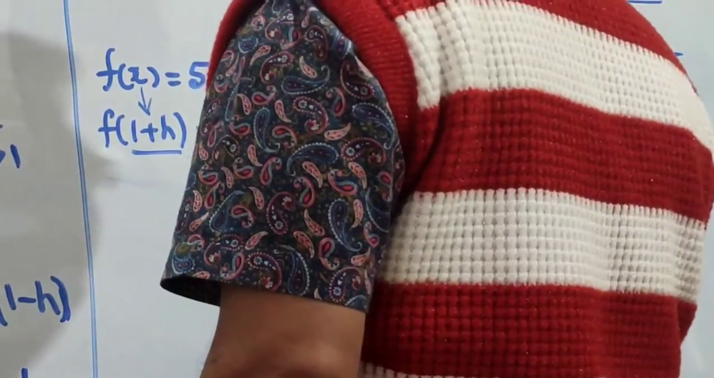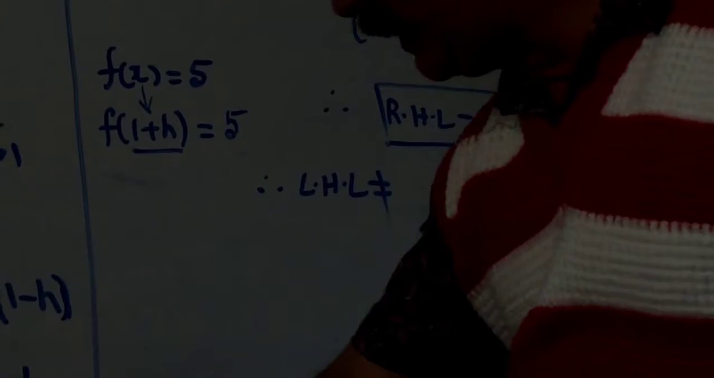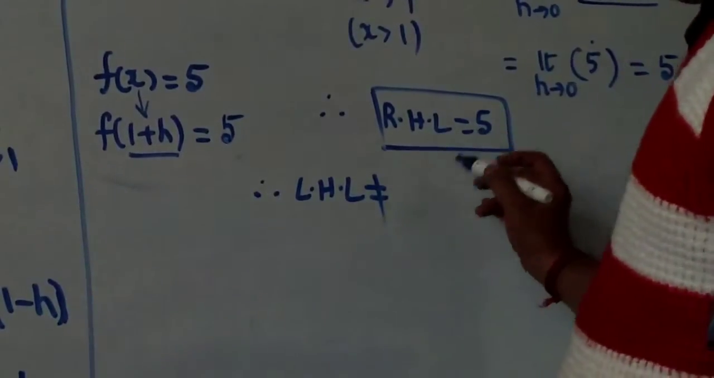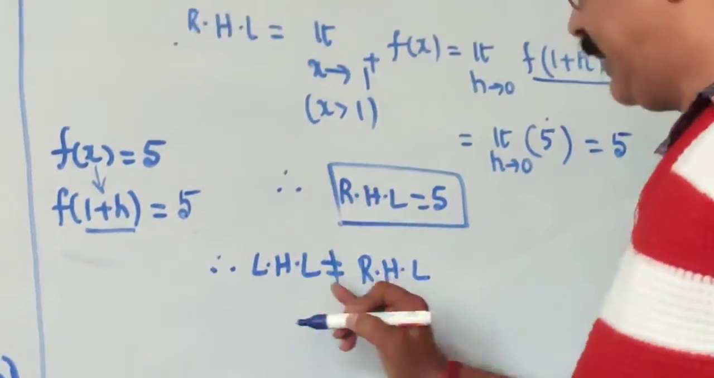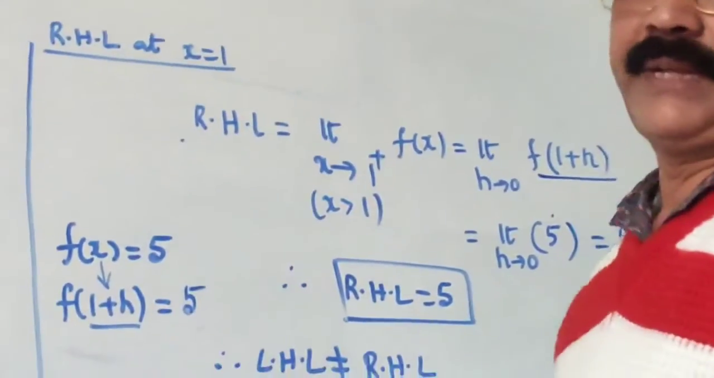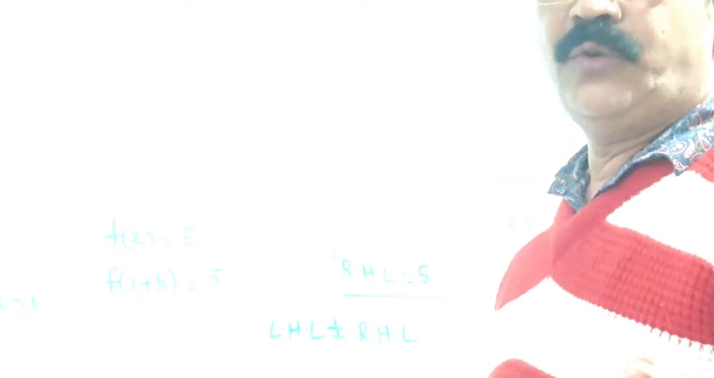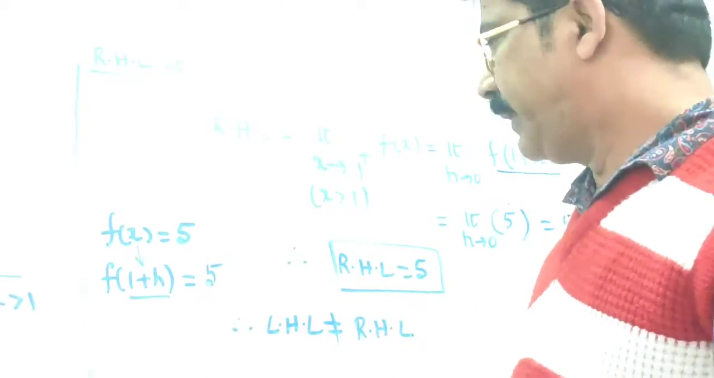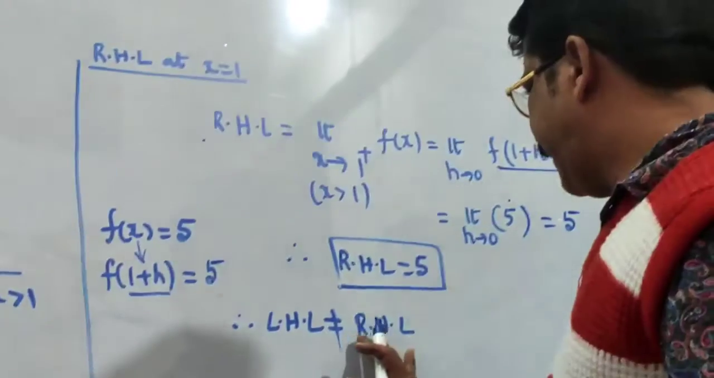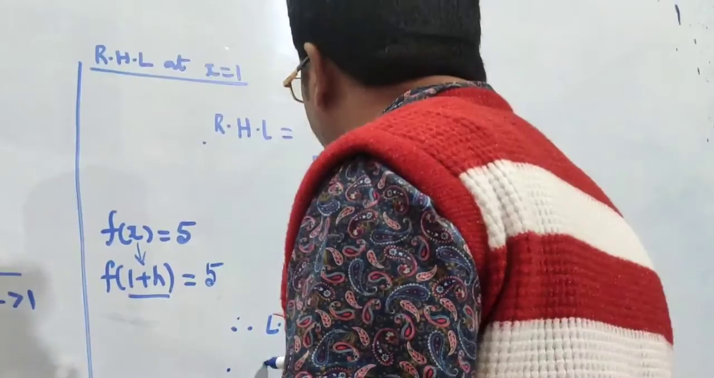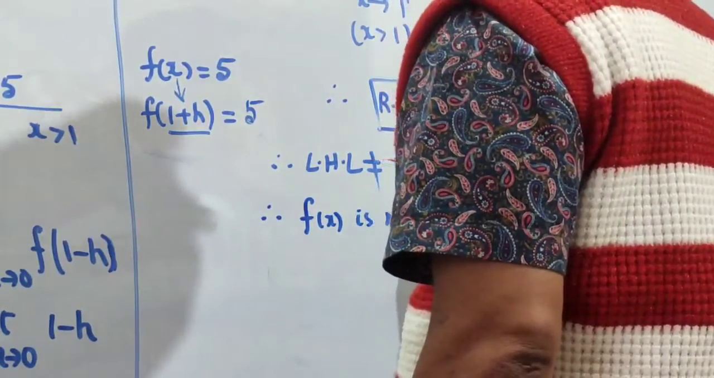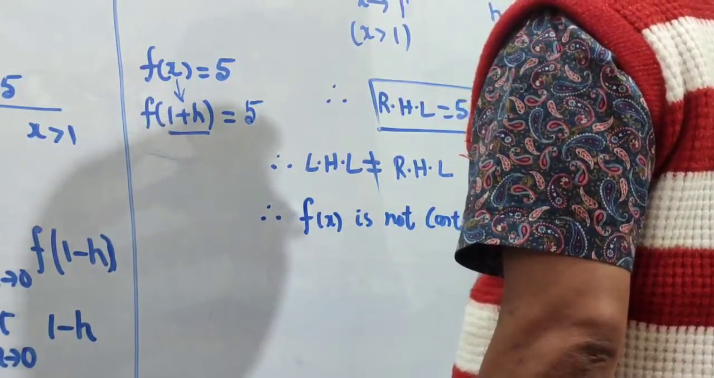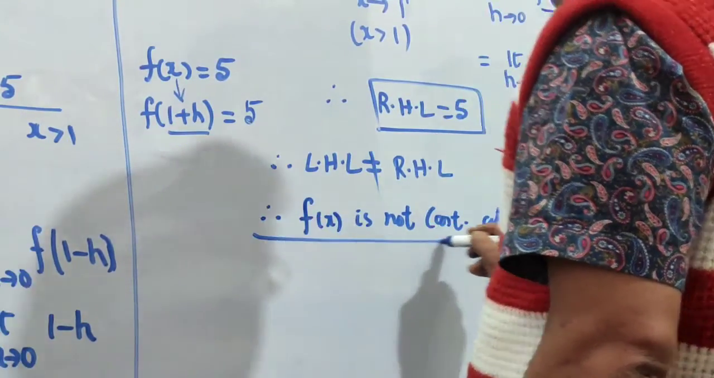So clearly left hand limit is 1 and right hand limit is 5. That is, LHL is not equal to RHL. Whenever left is not equal to right, there is no need to compare with the value of f of a. Therefore f of x is not continuous at x equal to 1. This is the second part.